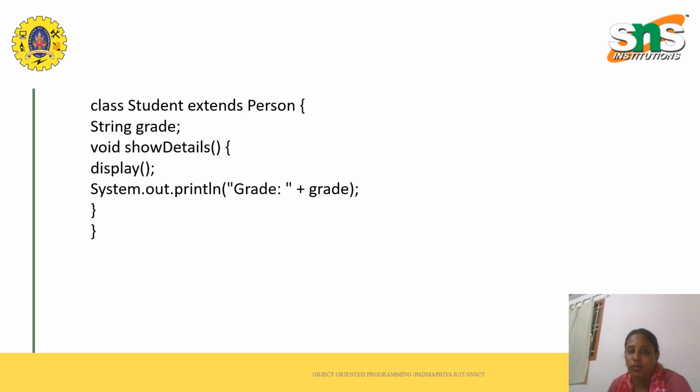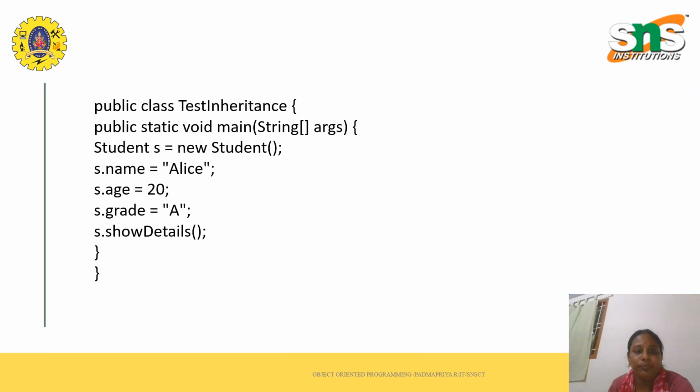Here, in the Student subclass, we add one more field, other than the fields defined in the superclass, that is grade. We also define one more new method which is not defined in the Person class, that is show details, and display. So this is the main class.